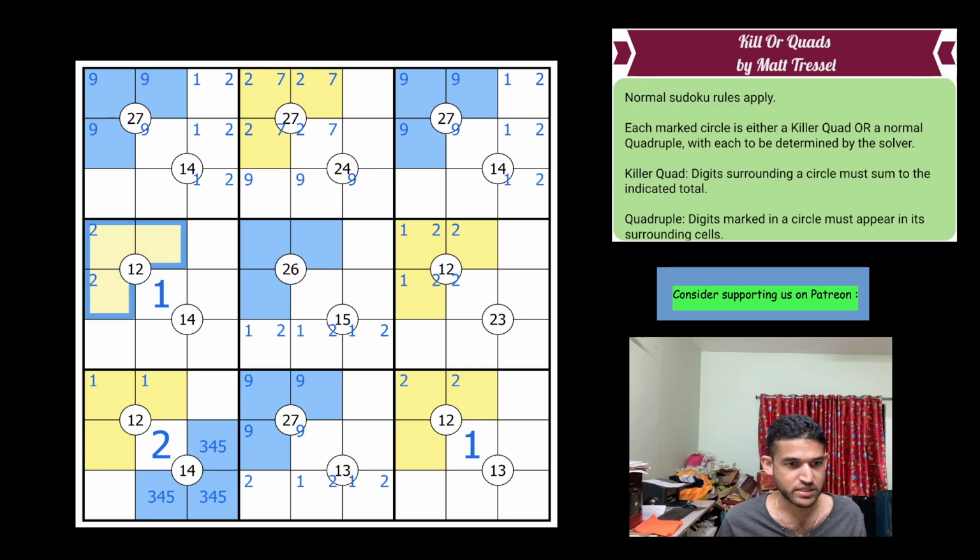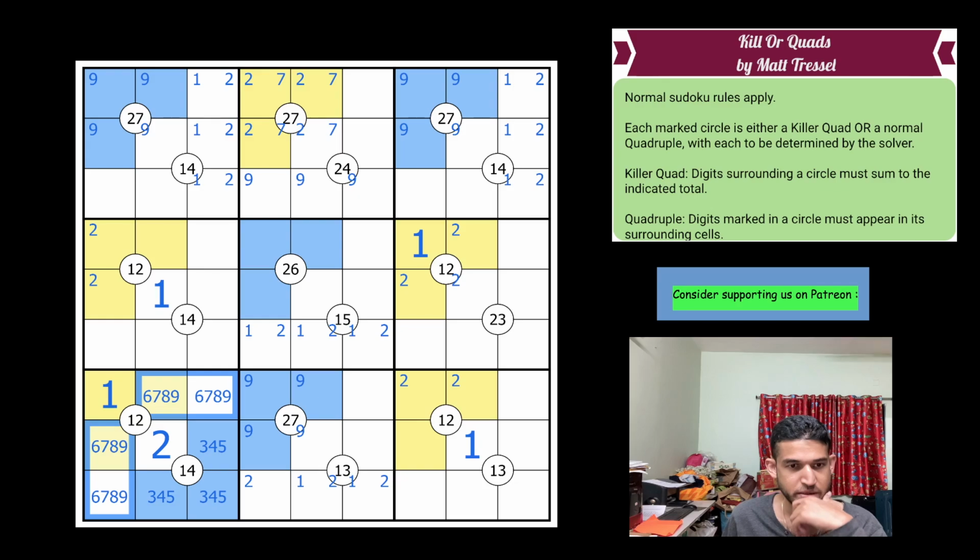So no more 1s here. No more 1 here. 1 goes here. And no more 1 here. So 1 has exactly 1 cell in this area. So 1 has to go here. That's excellent. Okay. So now these would be 6, 7, 8, 9 for the box. That's okay.